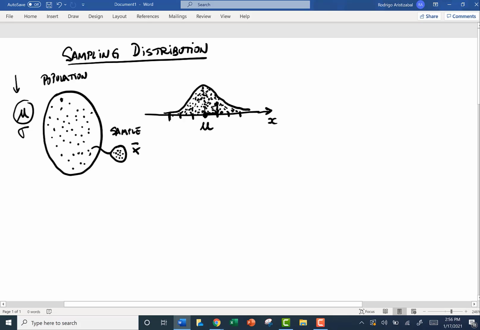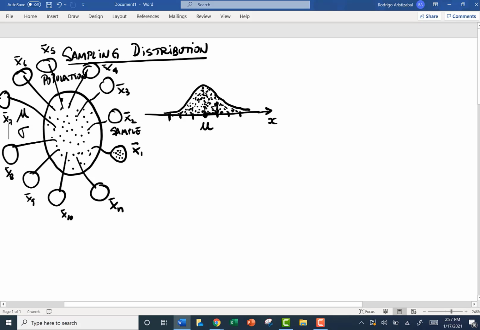But we can obtain several samples of the same size from this population, and we can compute the mean for all of them. This will be the mean for sample 1, the mean for sample 2, and so on. All of these samples have the same size n. What is a sampling distribution? The sampling distribution of a statistic is a probability distribution for all possible values of the statistic computed from samples of the same size n.